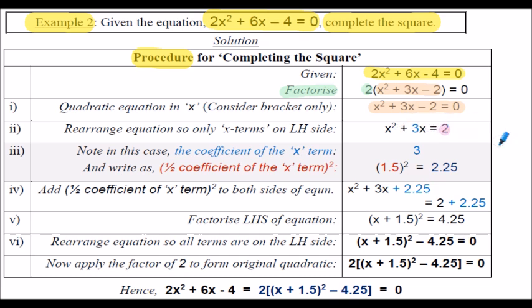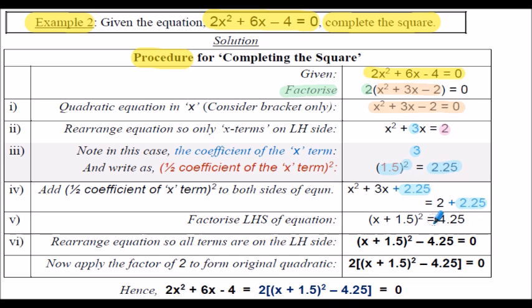I then note the coefficient of the x term, which is 3 in this case, and now I have to write half the coefficient of the x term squared, so that's 1.5 squared. That actually equals 2.25. My next step, I add the 2.25 to both sides of the equation.